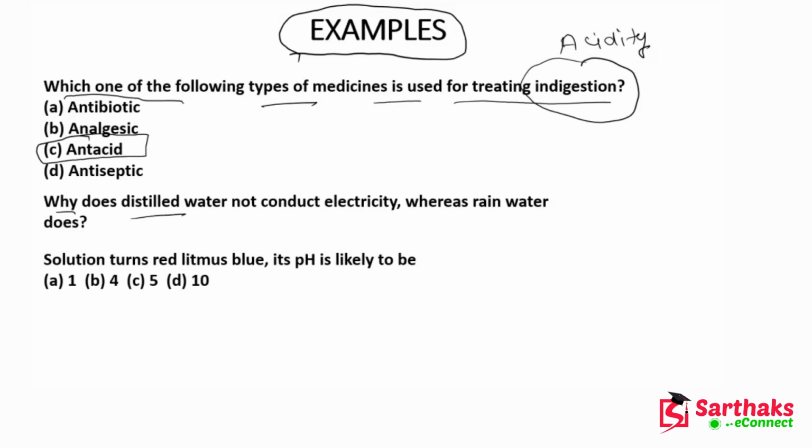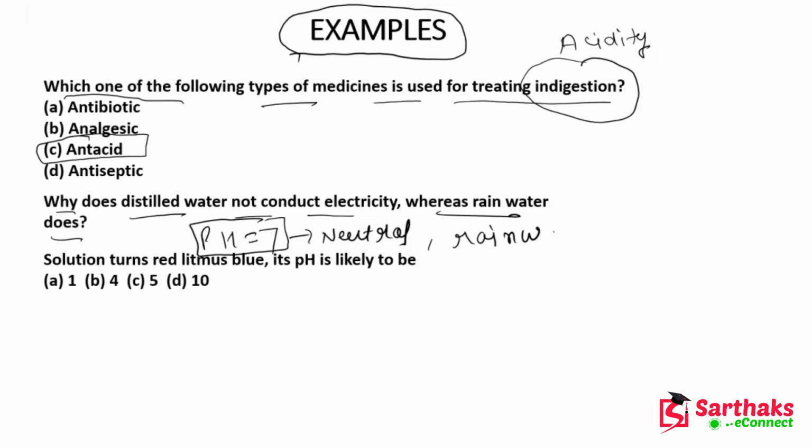Now guys, why does distilled water not conduct electricity whereas rainwater does? Distilled water has a pH of 7, which means it is neutral. So it will not conduct electricity. But rainwater is a little bit acidic. It has a pH less than 7. So because it has a pH less than 7, it will conduct electricity.